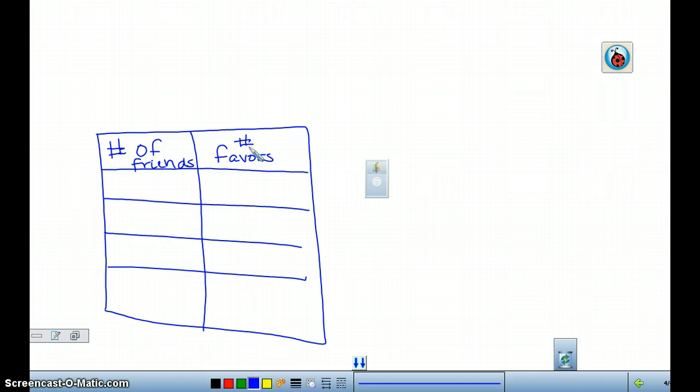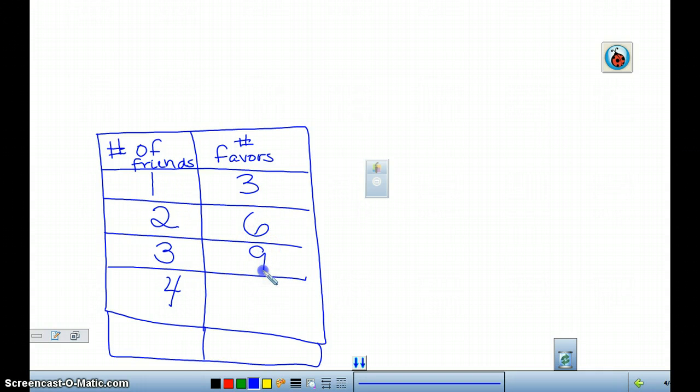So the least amount of friends she can have over is 1. And if she invites 1 friend, she needs 3 favors, right? Now she can invite up to 4 friends. So if she invites 2 friends, she needs 6. If she invites 3 friends, she needs 9. If she has 4, she needs 12. Okay? So now, let's come up with the rule for this.